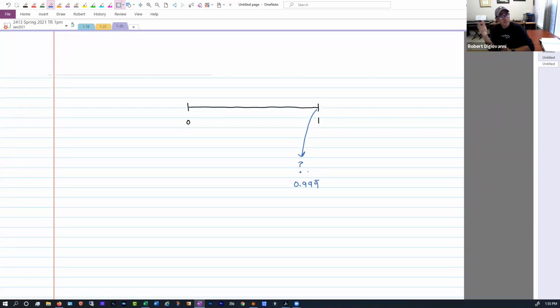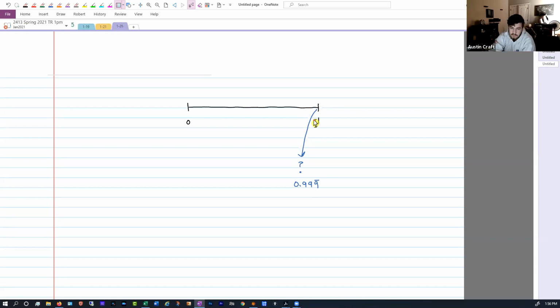Isn't there like an infinite amount of numbers until we get close to 1? Yeah, so the big question back to Austin would be, you're telling me that there's no number in between here and here? Because if there was a number in between these, then that would be a number that's even closer, right? Right, okay. So this should be the one right next to it.